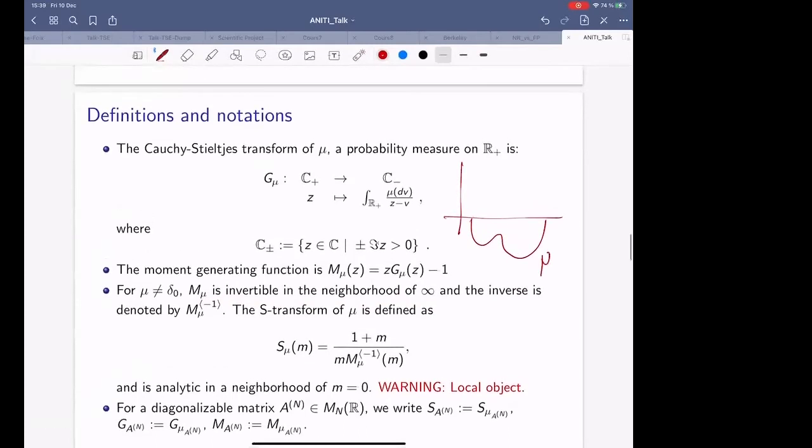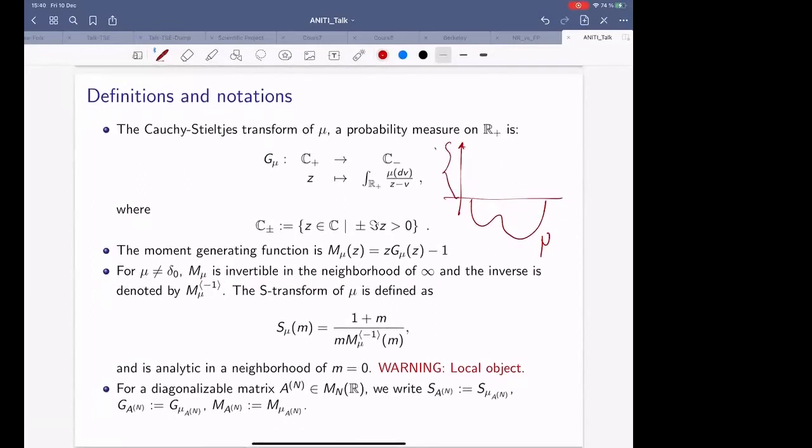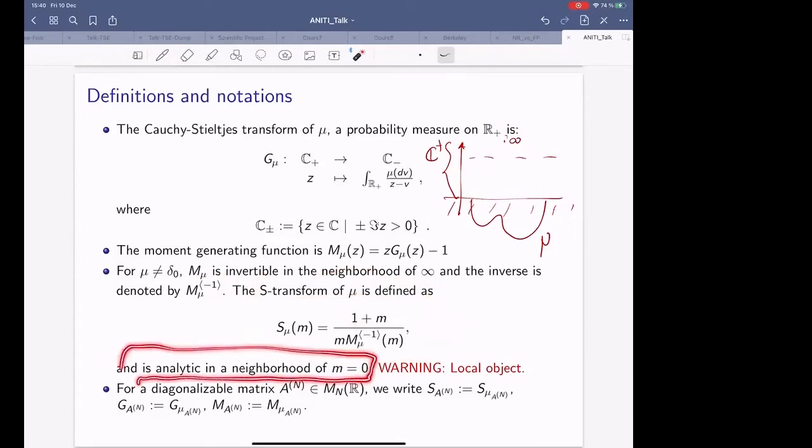So this is mu. Here you have C plus, and this is C minus, which I'm not interested in. If you go really far in the neighborhood of i infinity, if you go high enough, M becomes invertible. So it's invertible very high in the neighborhood of infinity, and the functional inverse is this. I call this map the S transform: 1 plus M divided by M. And this thing is analytic in the neighborhood of M equals 0.